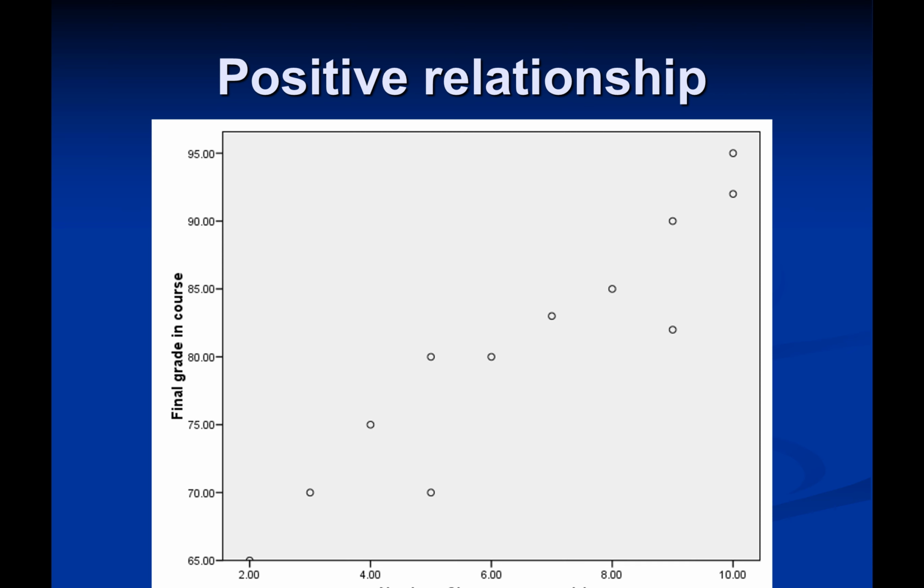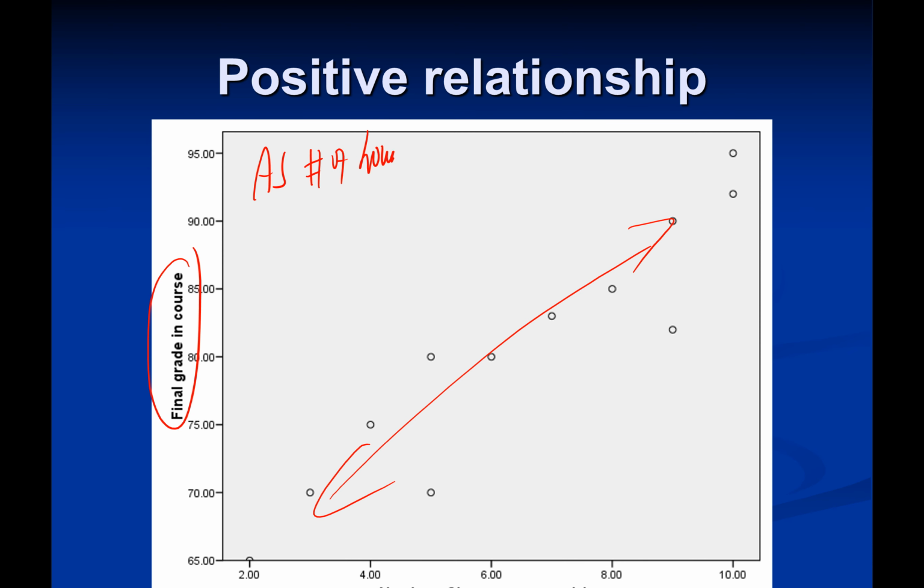Let's take a look at some examples of positive relationships. As the number of hours spent studying increases, the final grade in the course increases as well. So we call this a positive or direct relationship.